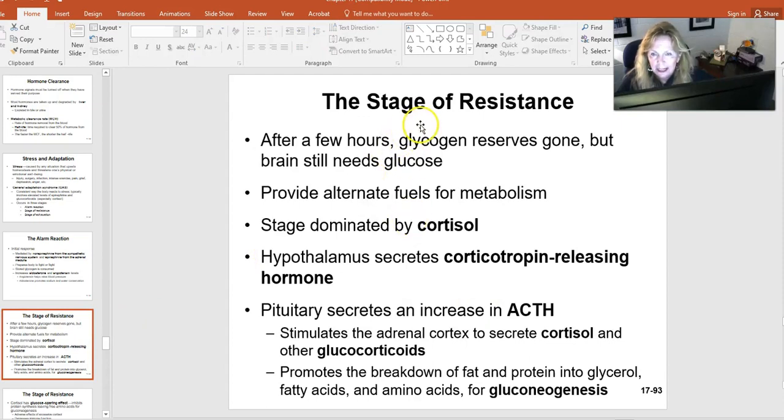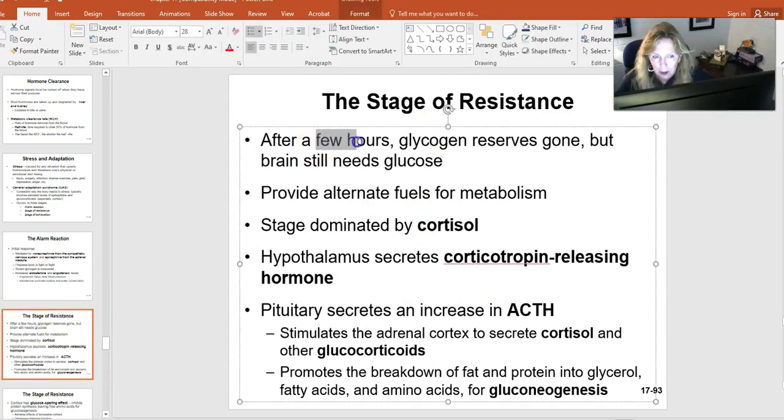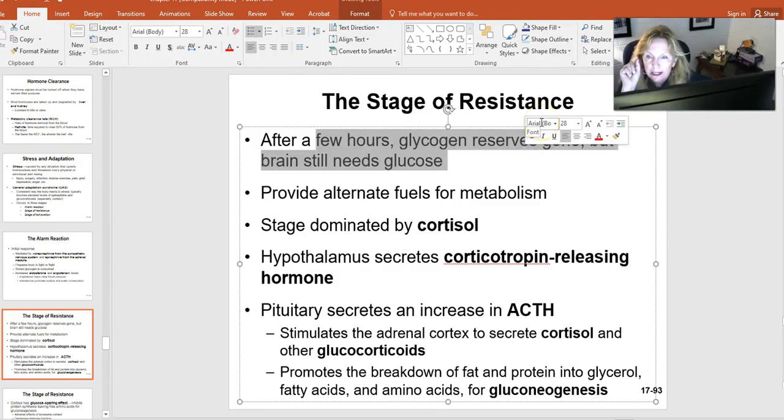Then there is a stage of resistance that actually occurs. So after some hours are done, the glycogen's gone. But the brain still needs glucose. There are two types of cells in your body that can only run on carbohydrate energy. They are the nervous system, your brain, and your red blood cells delivering oxygen. So we really have to have a constant supply, or those two systems are going to be compromised.